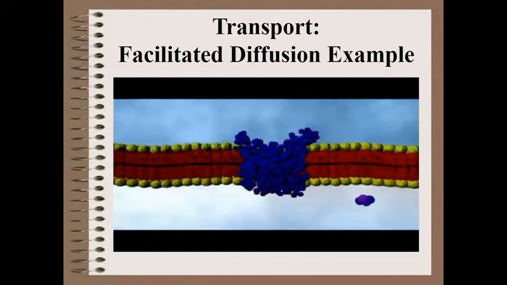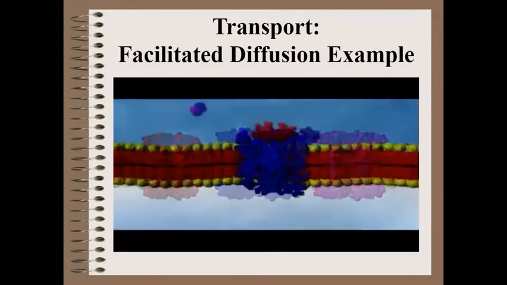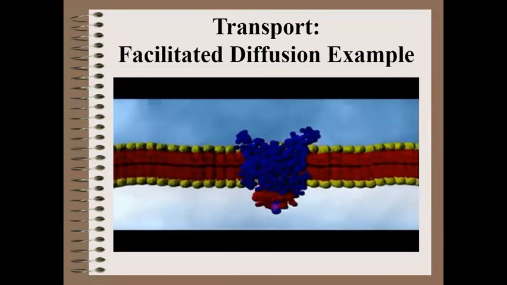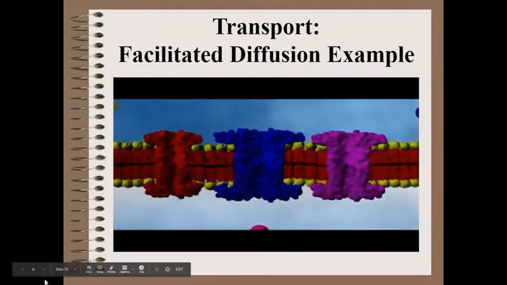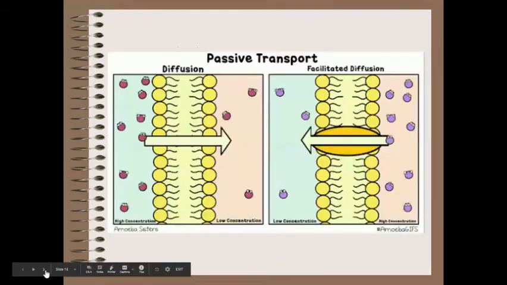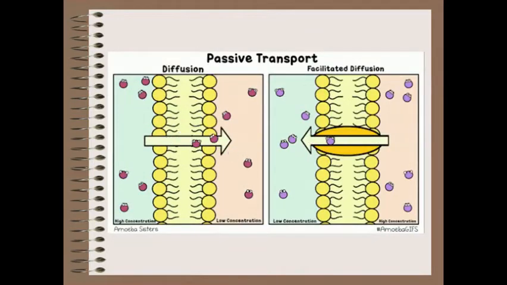And here's just an example of a protein that's being used in facilitated diffusion. Here's a comparison between regular diffusion and facilitated diffusion. Both are still going from high to low concentration. The difference is facilitated diffusion is going to use a helper protein.